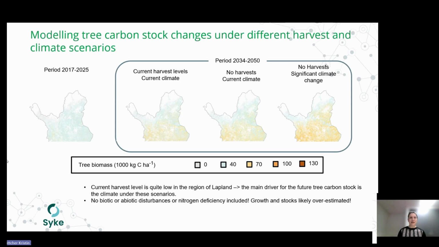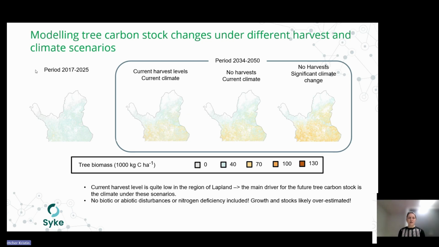Here you can see preliminary results of this modeling of the tree carbon stock changes under different harvest and climate scenarios. This is to illustrate what we can do with the model. Basically, on the left side, you can see information for the current state about the tree biomass in these northern areas. And then on the right side, different simulations using different assumptions about climate and harvest levels.